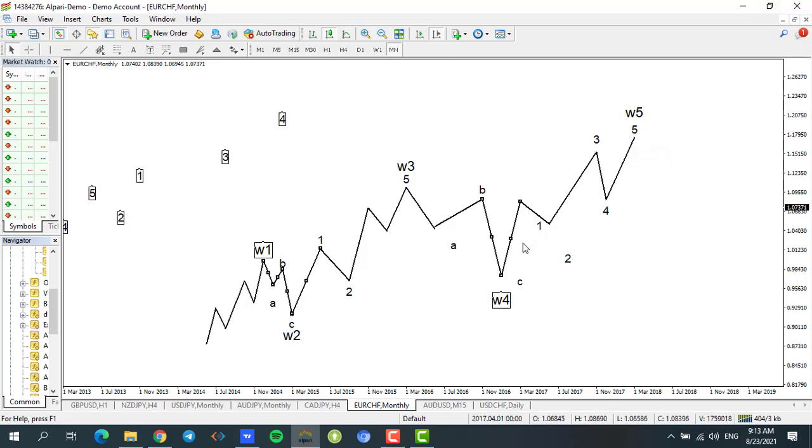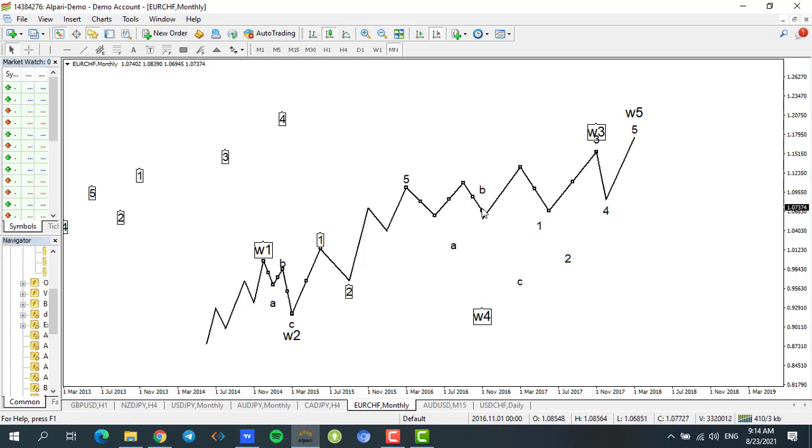Or if W1 didn't have 5 waves, then we should go to W5. We say that here, if W5 had 5 waves, we say 1, 2, 3, 4, 5, W3, W4, W5. But as you can see again, we can't do that because W4 again has crossed this level. But if we had something like this, we could have said 1, 2, here, 3, 4, 5, W3 here, then W4, W5. But again, we can't say that.